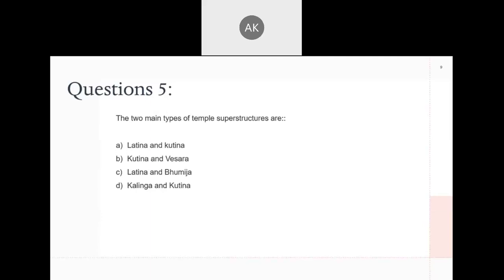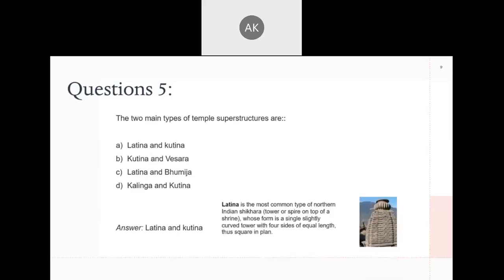Actually, Kalinga is not a temple superstructure type. The earlier name of Odisha was Kalinga. We find mention of Kalinga during the Mauryan Empire, Ashoka, the battle fought between Ashoka and Kalinga. So we have the other three options, Latina and Kutina, Kutina and Vesara, and Latina and Bhumija. So it is talking about the two main types of temple superstructure. So the answer is Latina and Kutina.